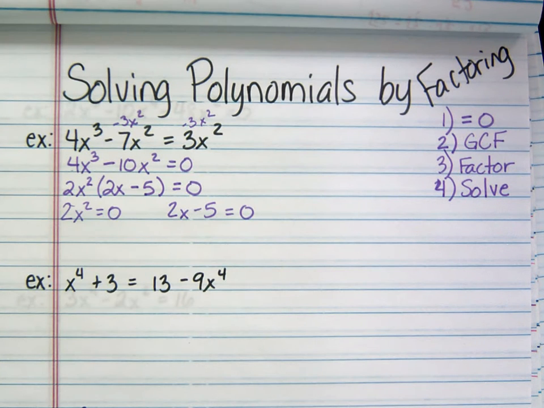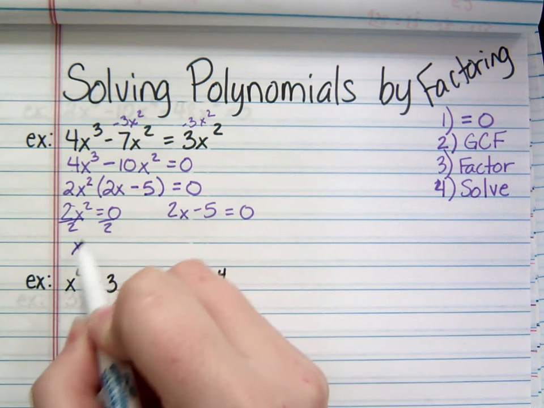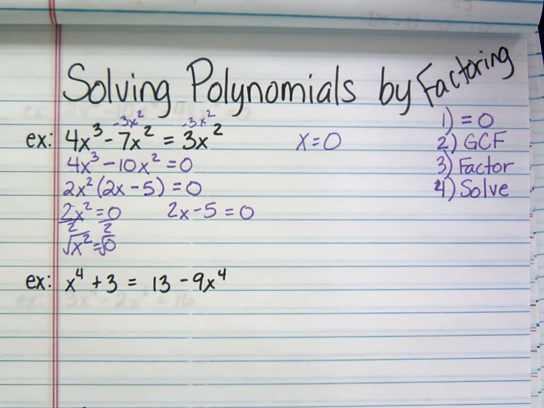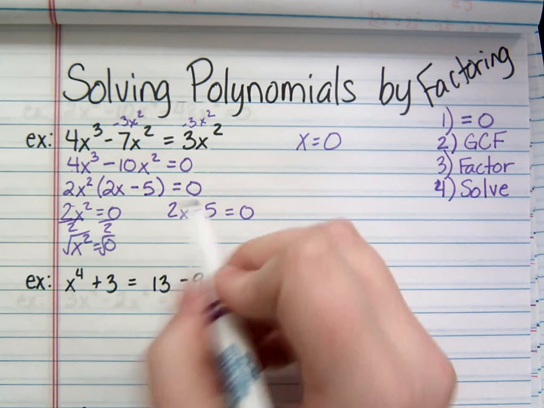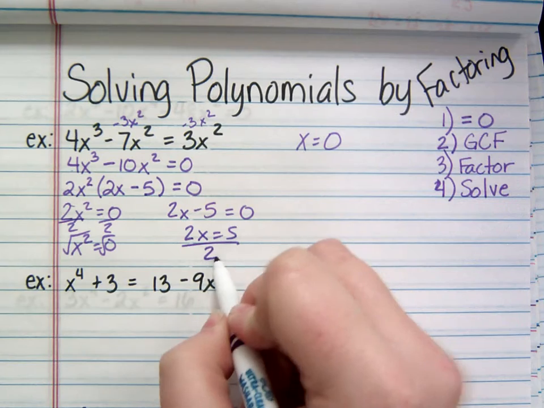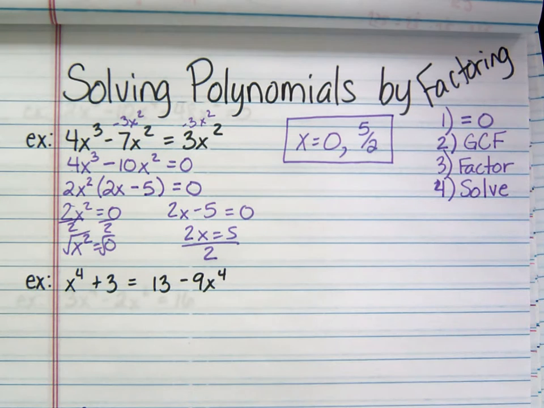and solve for x. So on this one, if I divide off the 2, I get x squared equals 0, square root, and I get 0. On this one, add 5 to both sides to get 2x equals 5, divide by 2, and I will get 5 halves. So these are my zeros, my roots. Remember, zeros, roots, solutions, x-intercepts, these are all terms that mean the same thing. Alright.